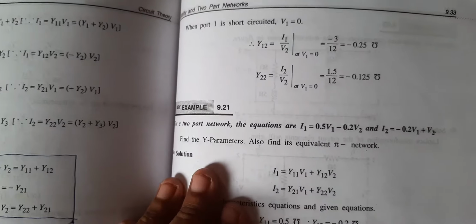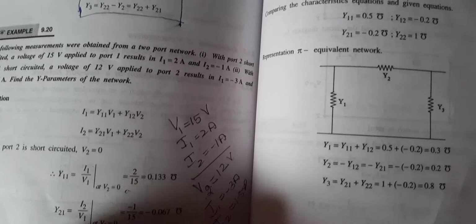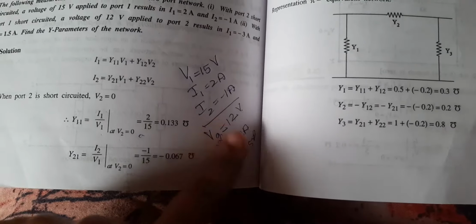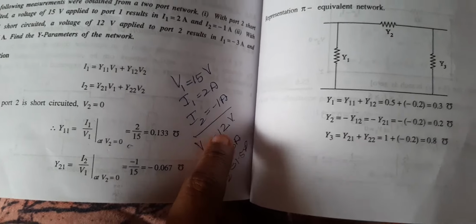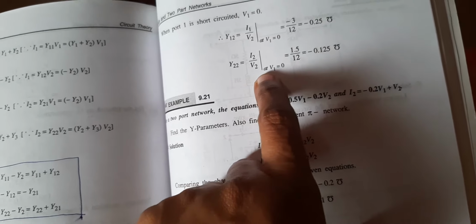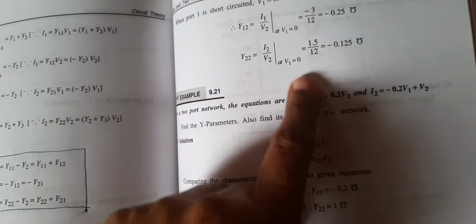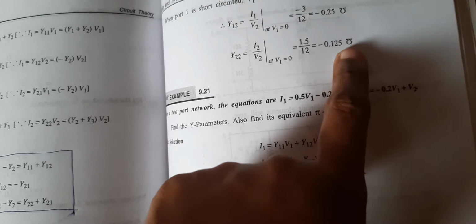Next, Y12, that is I1 by V2. Okay, I1 by V2, that is when V1 is 0. Okay, what is I1? Minus 3. V2 is 12. So minus 3 by 12. Next, Y22 is I2 by V2. V1 is 0. So here what is the value of I2? 1.5. V2 is 12. So the answer is 0.125 mho.